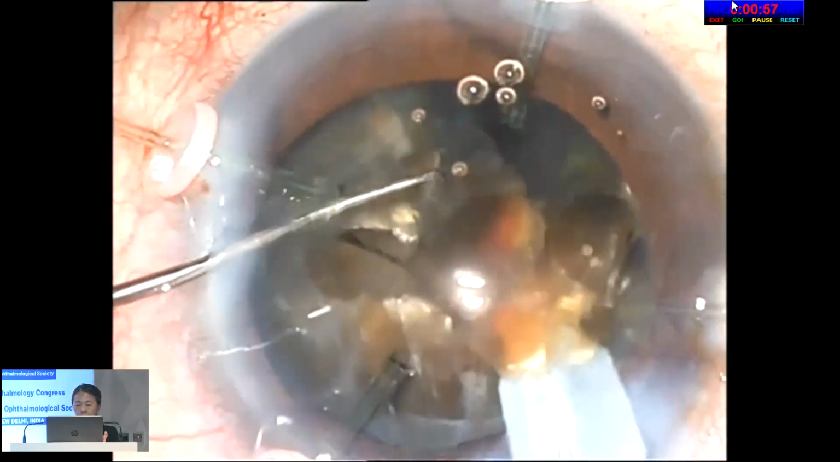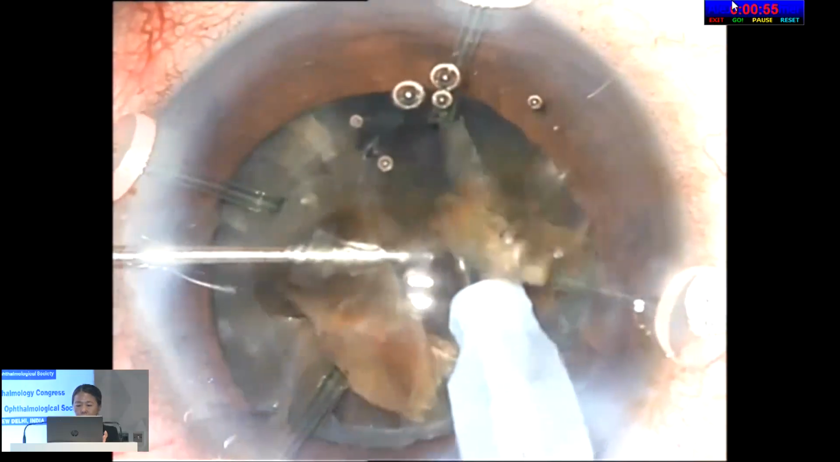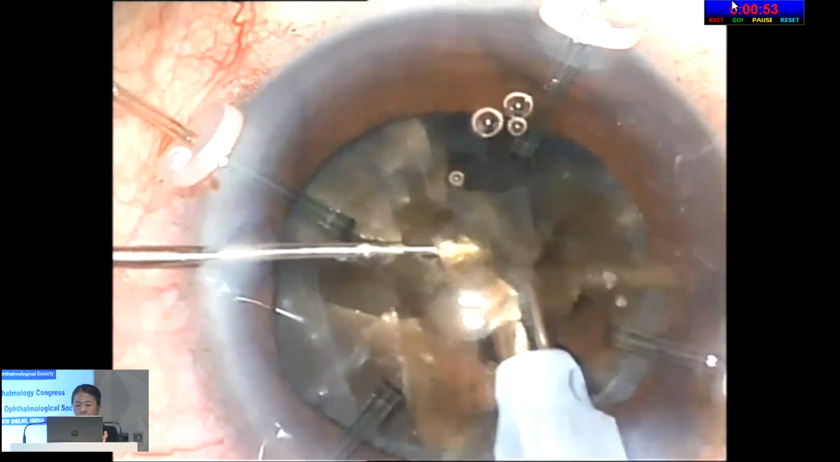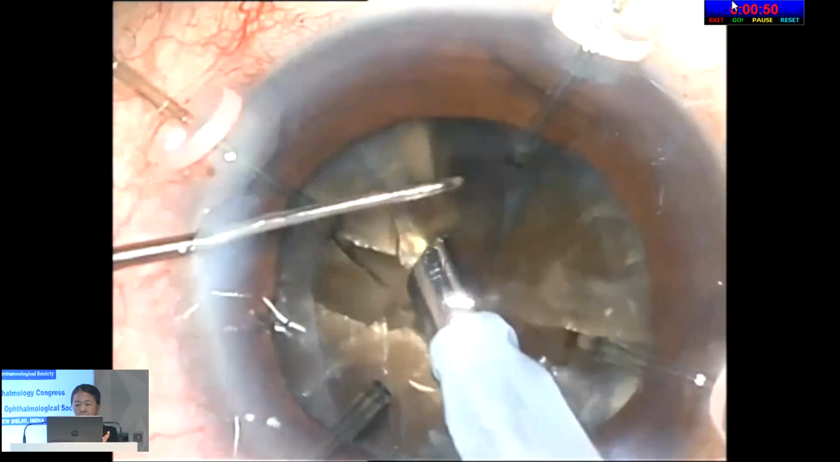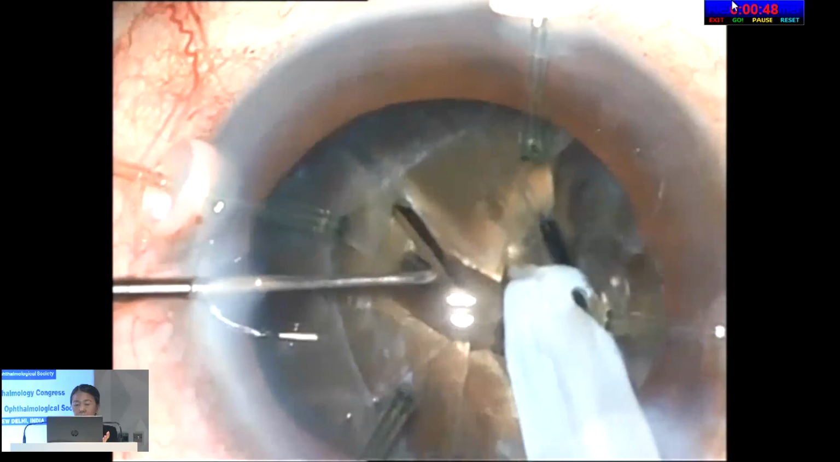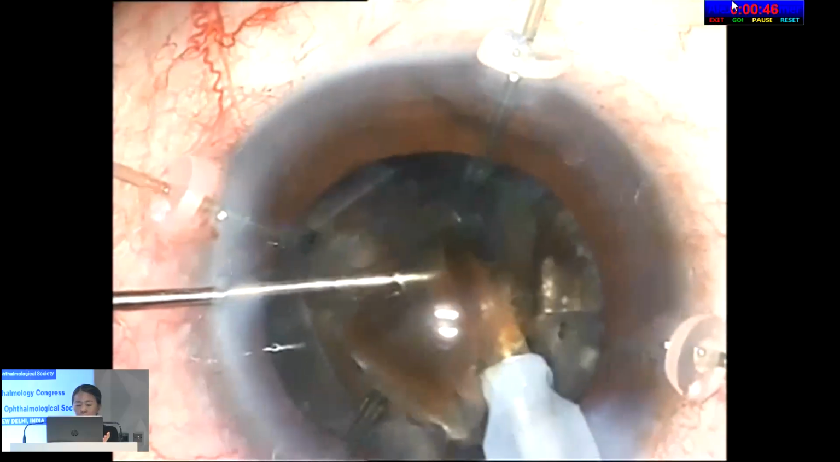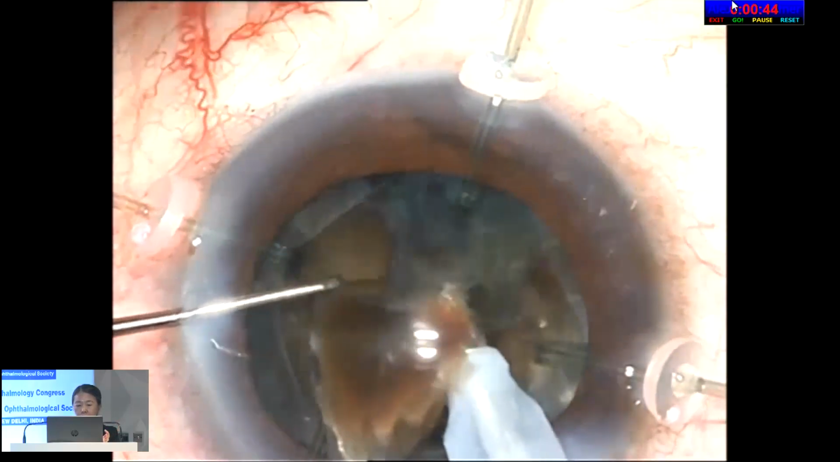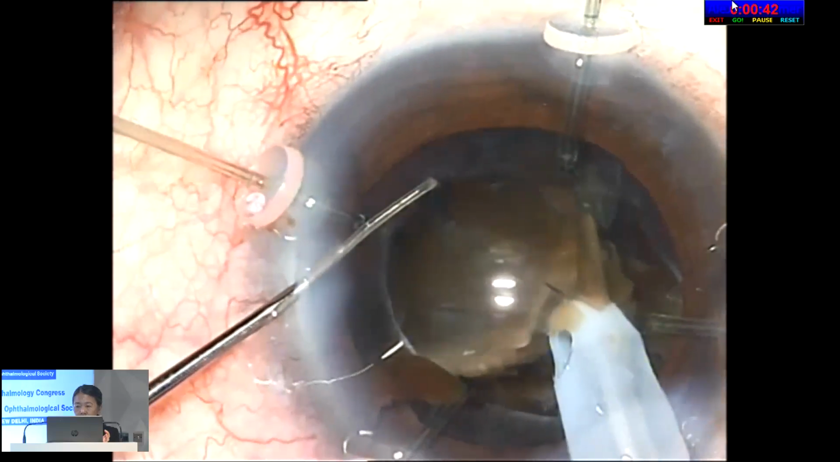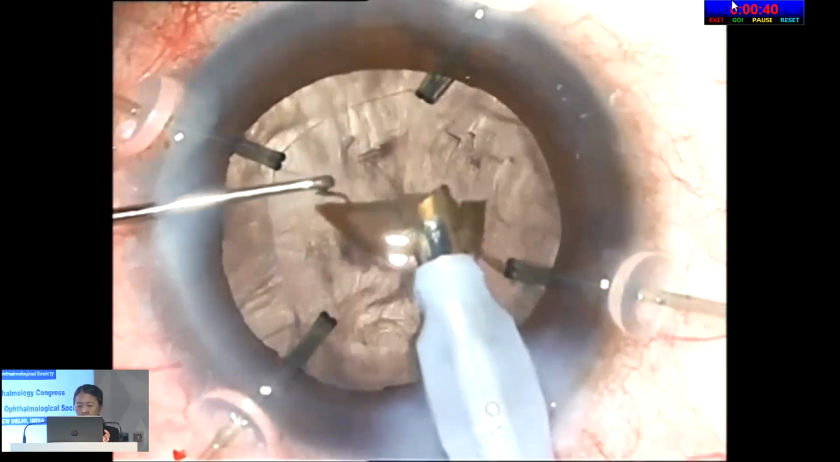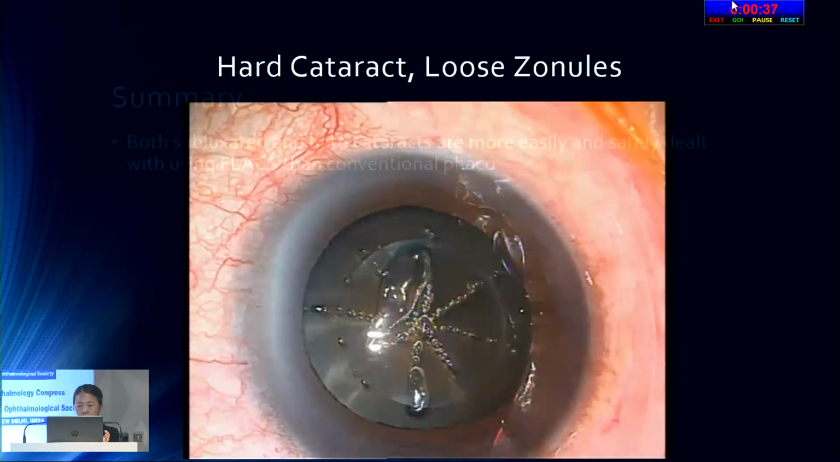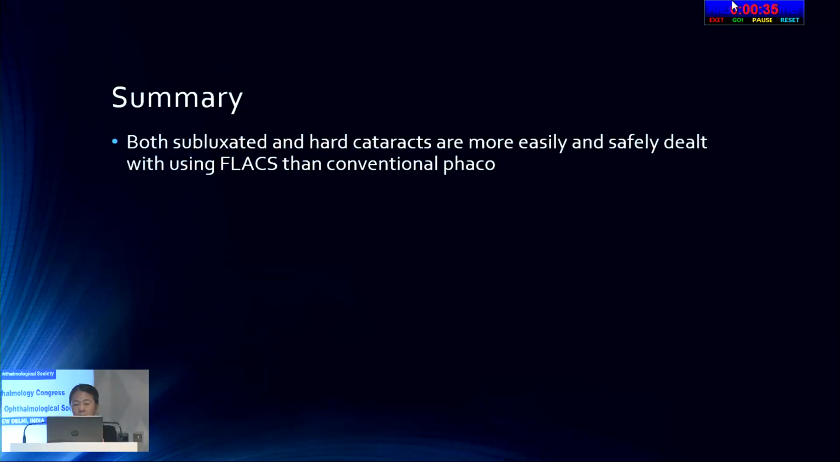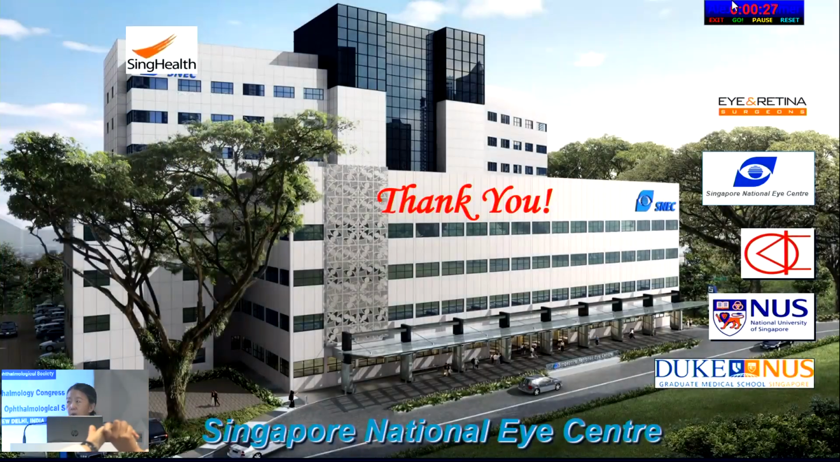So in this case here, you can see we don't struggle that much with this thick nucleus, because in Chinese, our nucleus can be like 6 to 6.5 mm thick, and it can be very difficult to really do that crack and to get it right down to the posterior plate. And you can see that this has been cut very, very cleanly, so we do have a very efficient phaco technique with the femto. So in summary, both subluxated and hard cataracts are more easily and safely dealt with femto than conventional phaco, but certainly it can be done with conventional methods. Thank you.